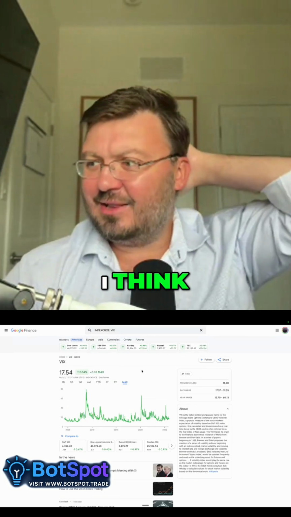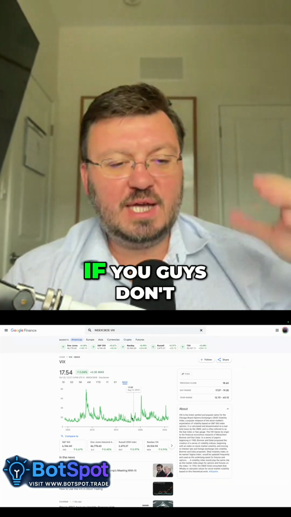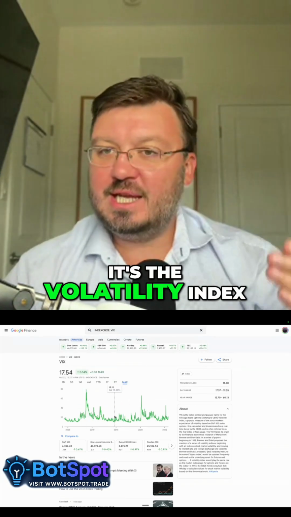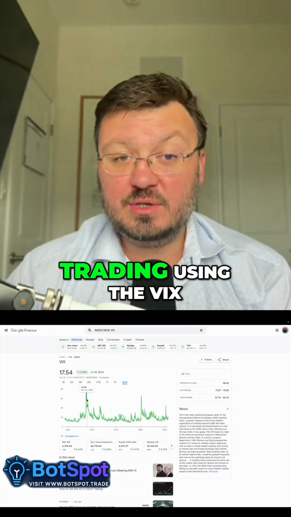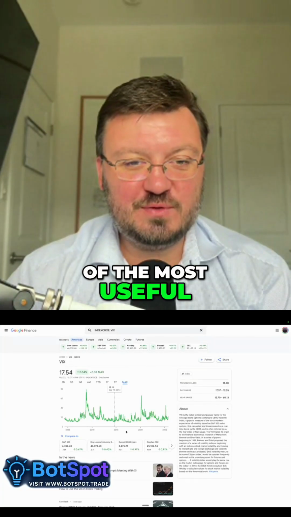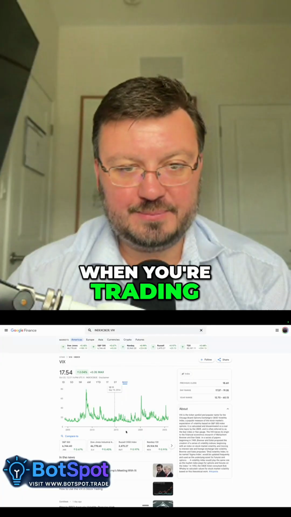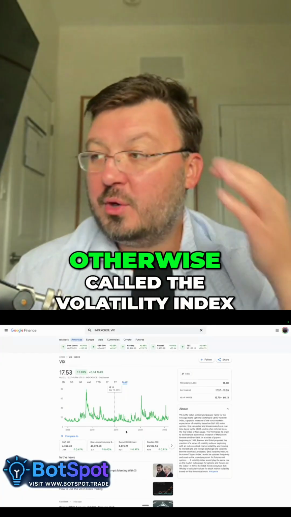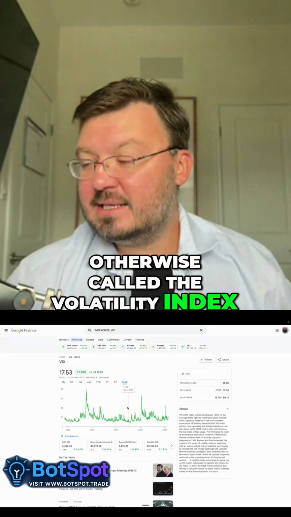It's something that we added, I think, last week or the week before, where if you guys don't know what the VIX is, it's the Volatility Index. If you guys aren't trading using the VIX, where are you, right? This is probably one of the most useful things to look at when you're trading. So this is the VIX index, otherwise called the Volatility Index.